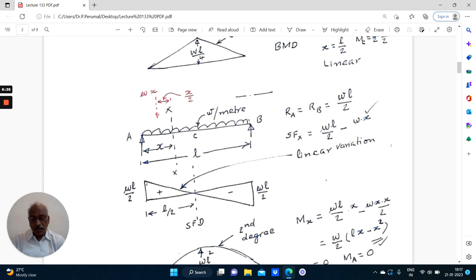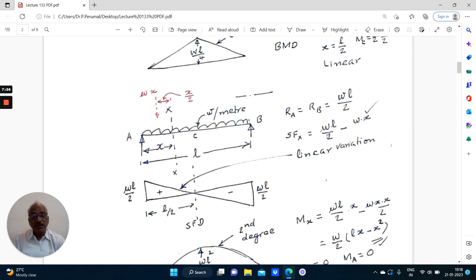Now, consider a section XX. The shear force at this section is the algebraic sum of the vertical forces considered to the left of the section. There is one reaction whose value is WL by 2, minus W, which is a UDL, W per meter, and we have considered a length equal to X. So W into X, because X may be anything. Therefore, minus W into X is the total load between A and X. So this equation says that the shear force will have linear variation.